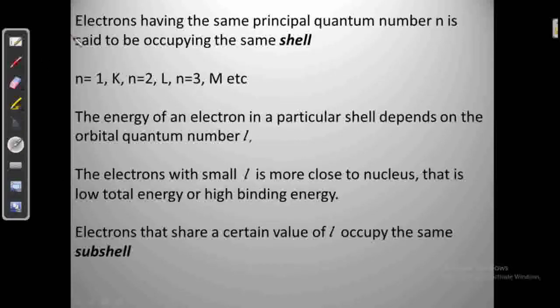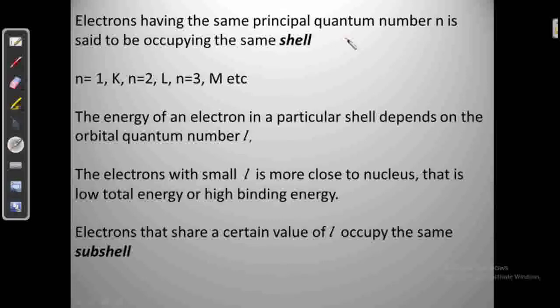So you can see electrons having the same principal quantum number. We have already seen that there are four quantum numbers. One is the principal quantum number, the other is the orbital quantum number, the third is the magnetic quantum number, and the fourth is the spin magnetic quantum number. Electrons have a principal quantum number, and also an orbital quantum number, magnetic quantum number, and spin magnetic quantum number.